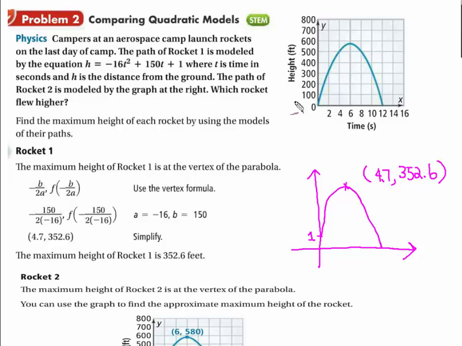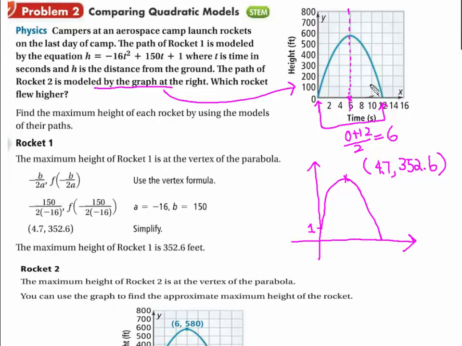For rocket 2, the question didn't really give us the exact equation. They just tell us it is modeled by the graph like this. Based on the graph, we can determine the x-coordinate of the vertex by adding these 2 points and then dividing by 2, which is 0 plus 12 divided by 2, which equals 6. Because we know the line of symmetry will pass through the x-coordinate of the vertex.